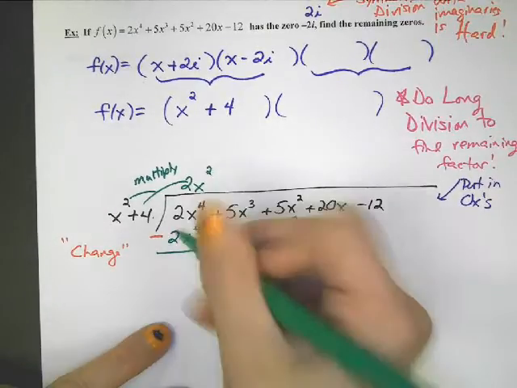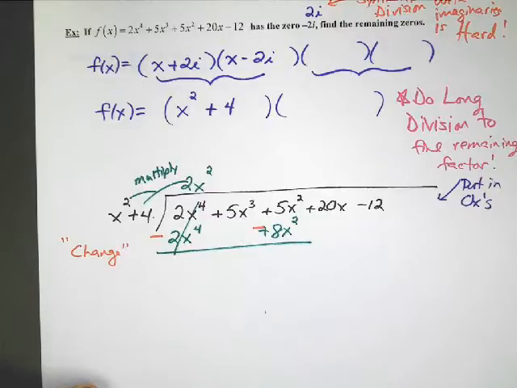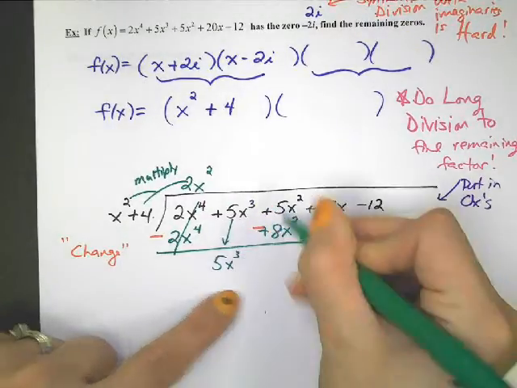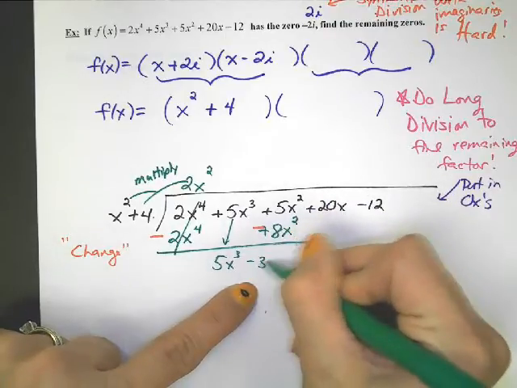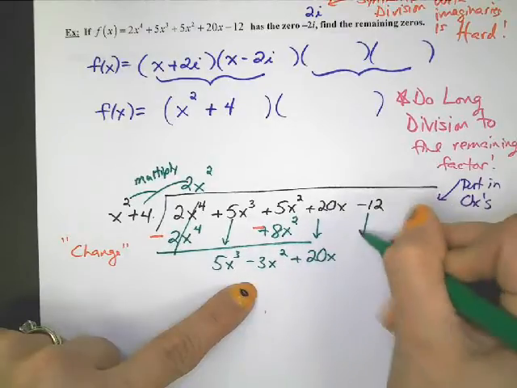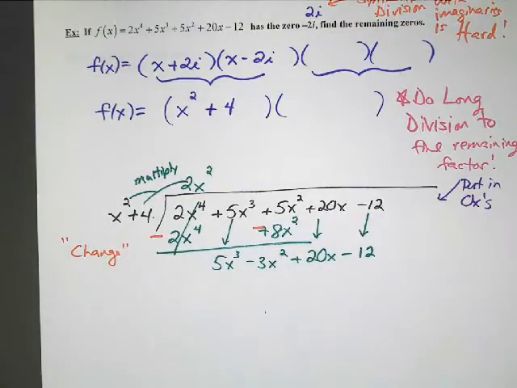Okay, let's go ahead and add the columns. The first one should definitely cancel. This one I'm just going to drop down. These add up to negative 3x squared. Let's drop down the rest of them. Plus 20x minus 12. Okay, step 1, good.